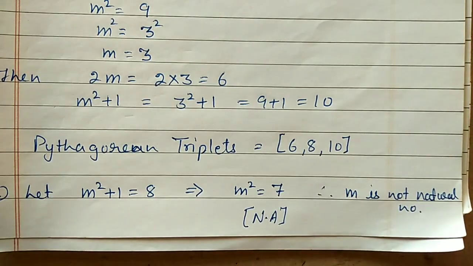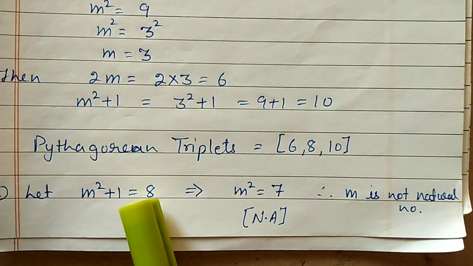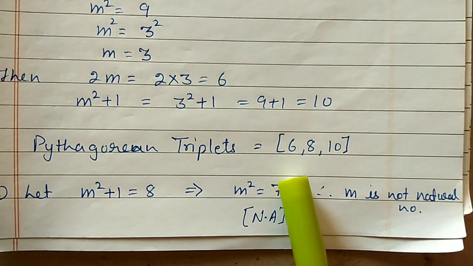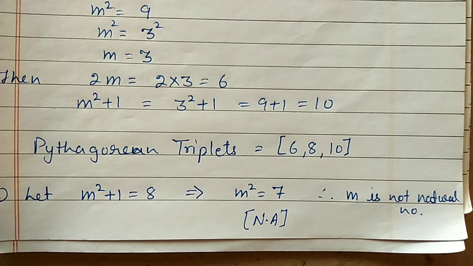Now we will put for the third one, m square plus 1 equal to 8. So m square is equal to 7, and 7 is not a perfect square number. It means this condition is not applicable. Most of the time you will get only two conditions correct. The third condition you will not get.